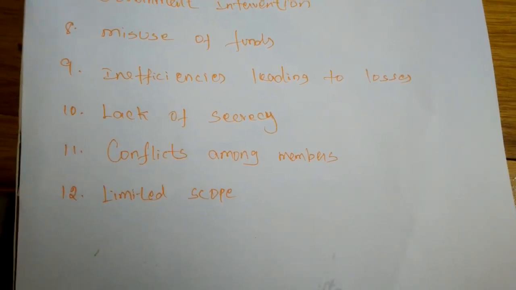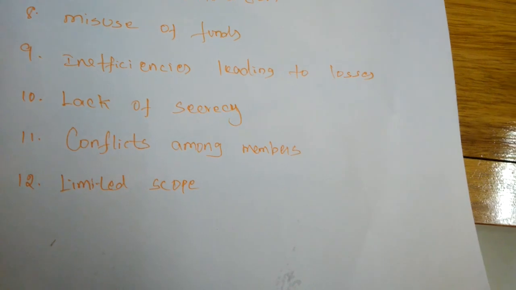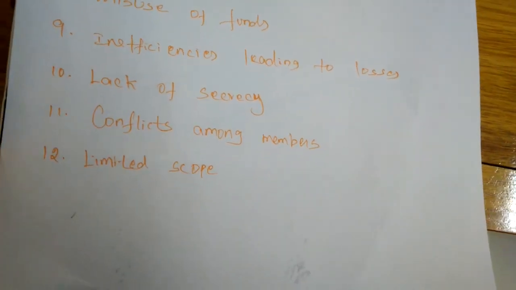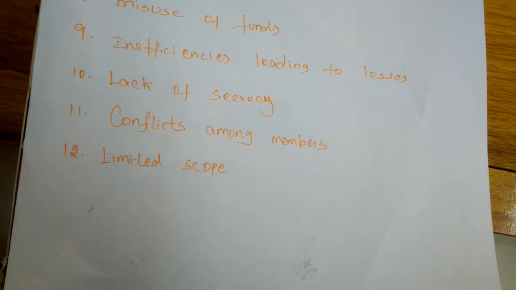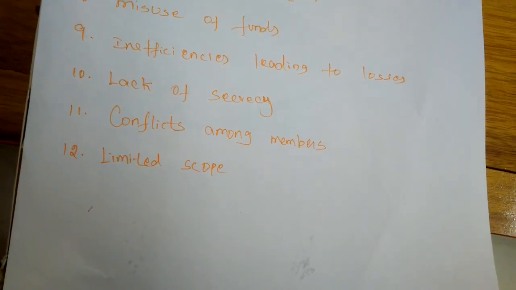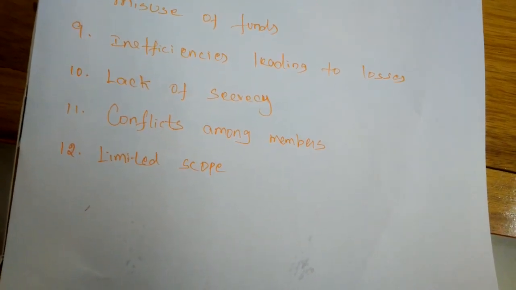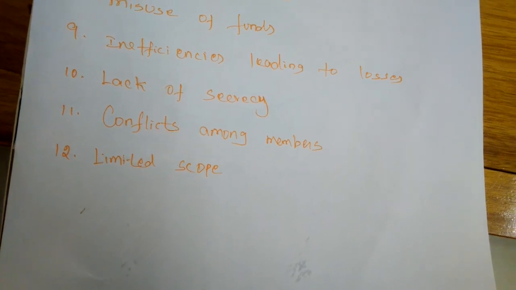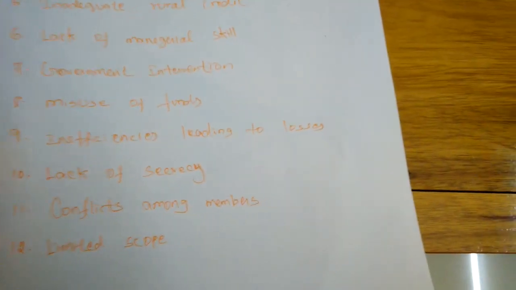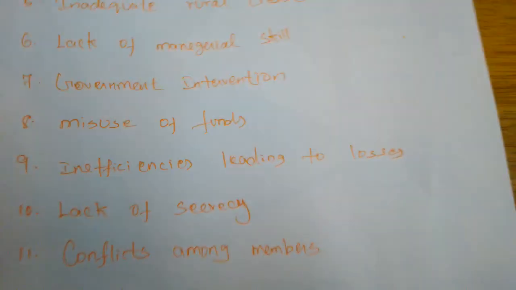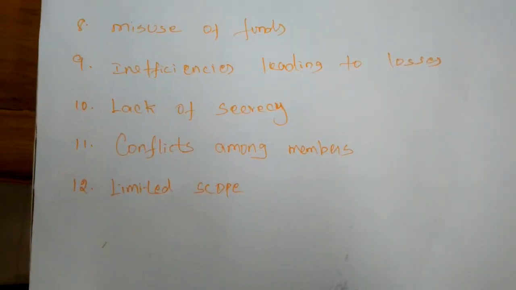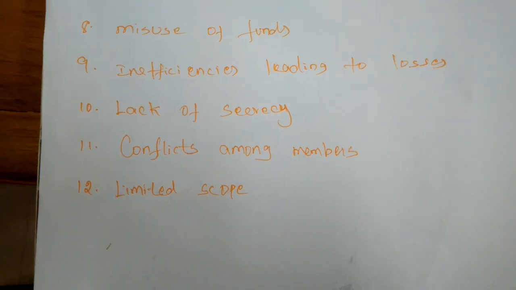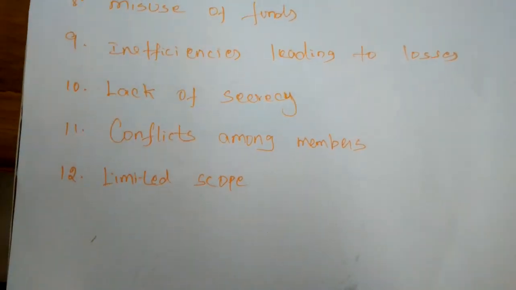Next, the limited scope. Cooperative societies cannot be introduced in all industries. Their scope is limited to only certain areas of enterprise. Normally, the cooperative organization is very suitable for producing agricultural commodities or agro-based industries only.